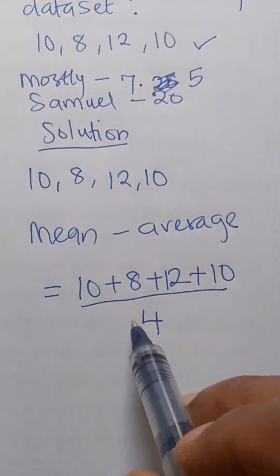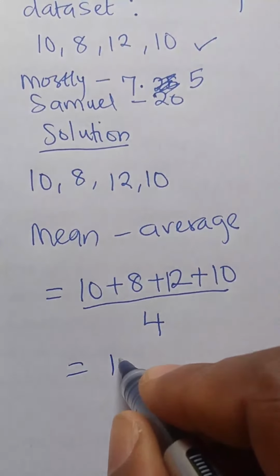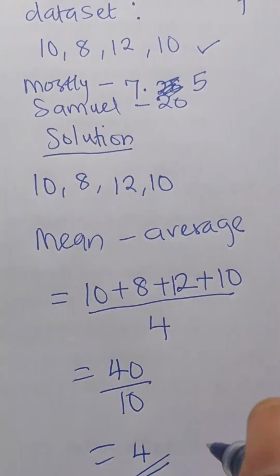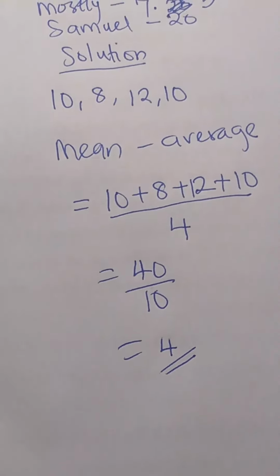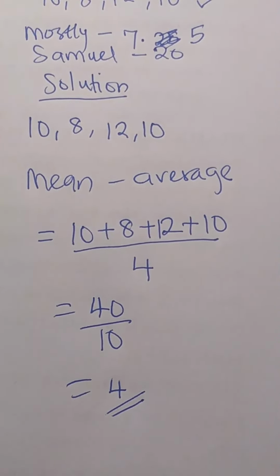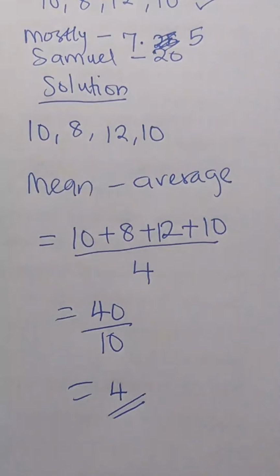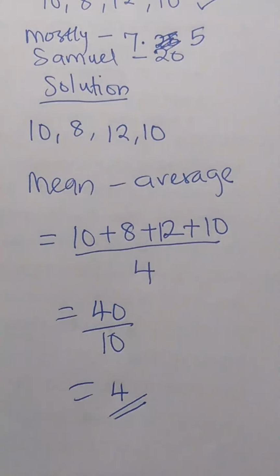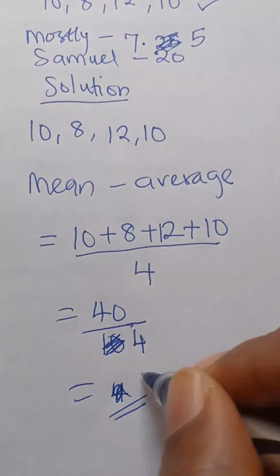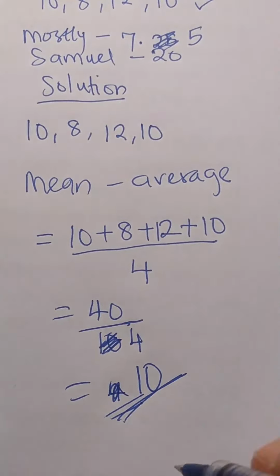So 10 plus 8 is 18. 18 plus 12 is 30. 30 plus 10 is 40. That is 40 over 10. So answer is 4. You see how simple it is? Average: you add everything up, divide by the number of the given data. We have 10 plus 8 is 18 plus 12 is 30 plus 10 is 40. We count 1, 2, 3, 4, divided by 4. Sorry, divided by 4, not 10. Divided by 4, and that is 10. So our answer is 10. Yes, Samuel, our answer is 10. So that is how easy it is.